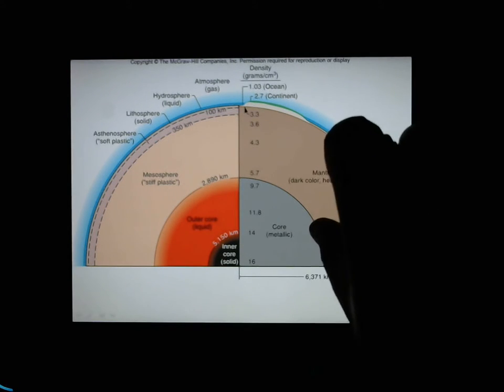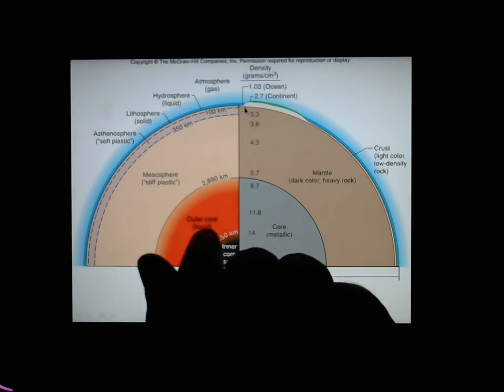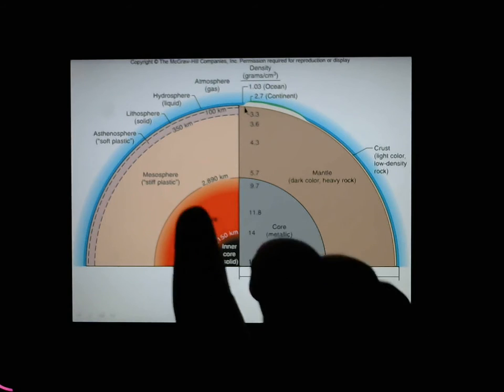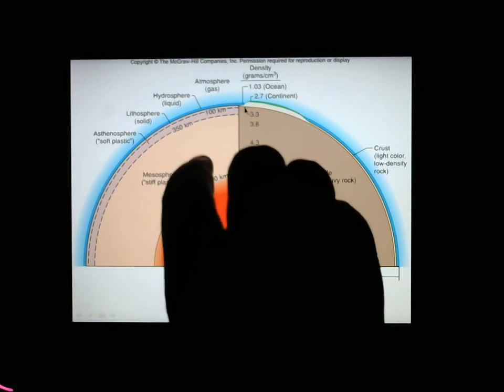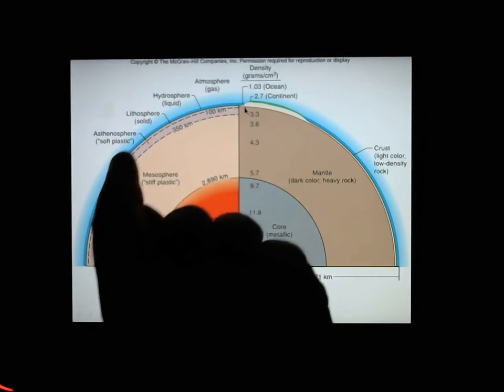Now these haven't been split up into the outer mantle and inner mantle, and the outer core and the inner core. Over here we have our outer and our inner core. These bits here, the core, we're not really worrying about this year, but here you can see there's a few new names. We've got mesosphere, we've got asthenosphere and lithosphere.